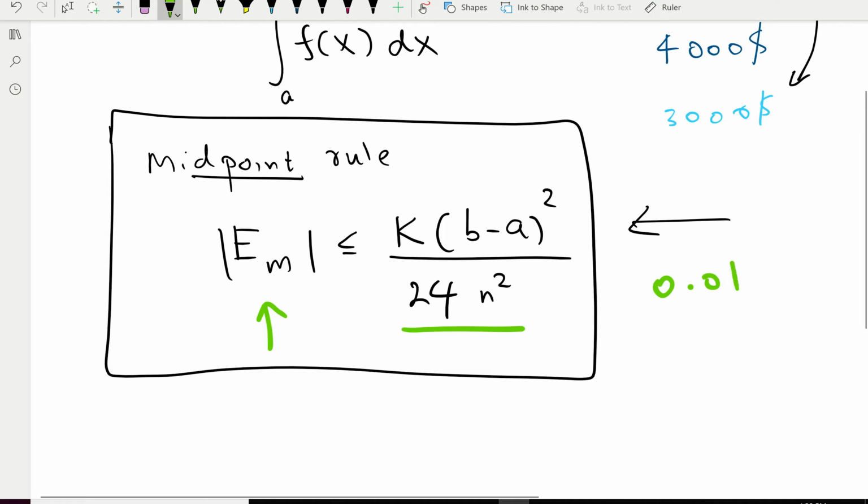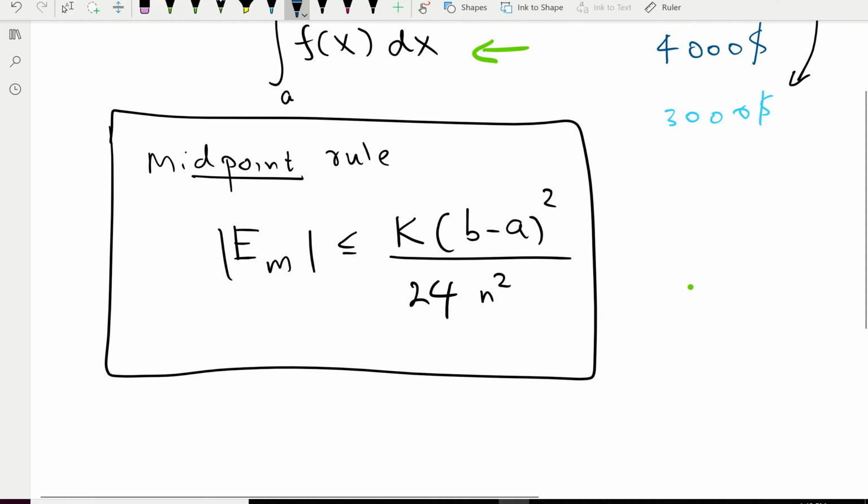Okay, so for the midpoint method, 0.01 means when you use the midpoint method to approximate a certain integral, the worst error that you can get is 0.01. Your actual error is guaranteed to be less than 0.01. Okay, so that's what the error bound says. The right hand side of the error bound says.